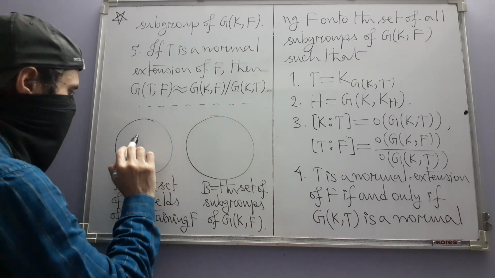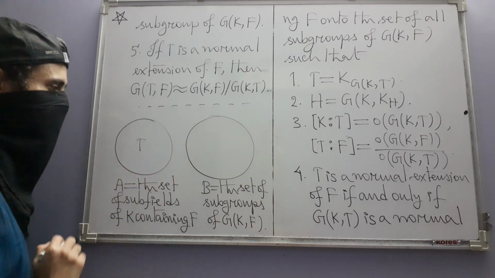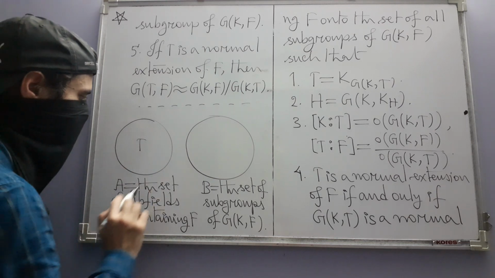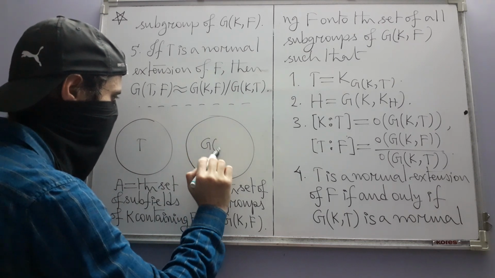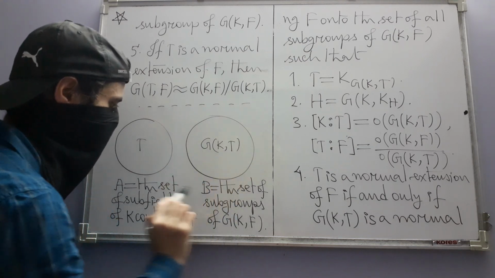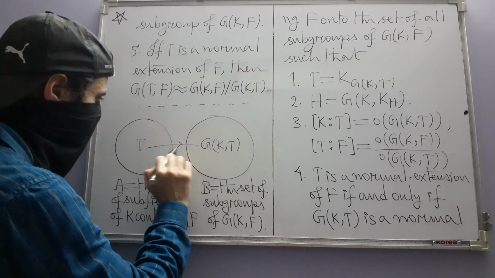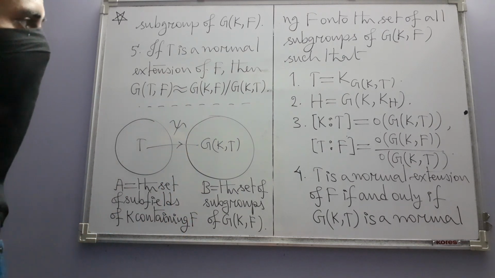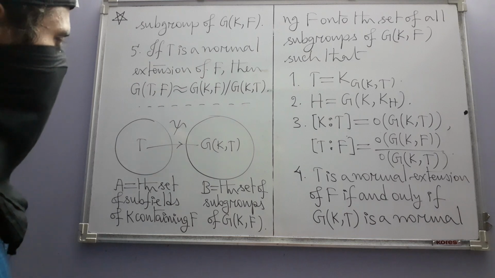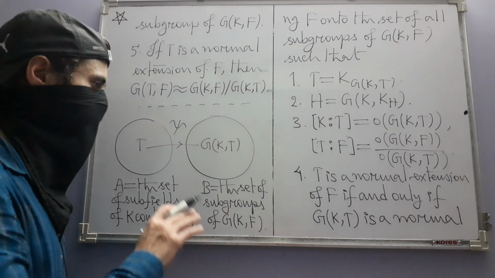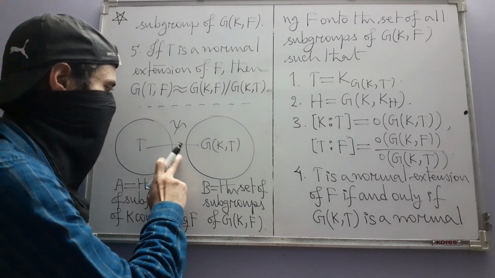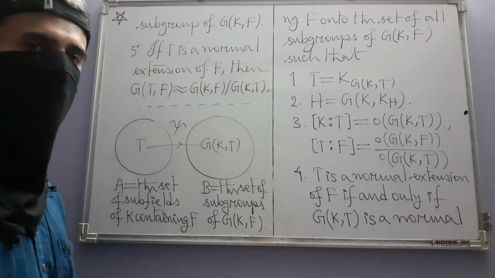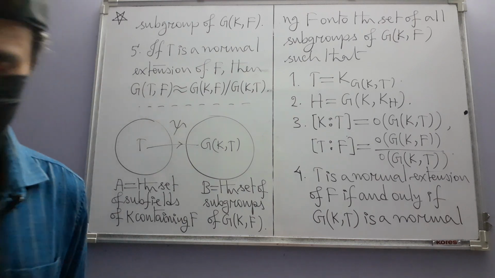And the correspondence we are talking about takes T in this set. So T is a subfield of K containing F and gives us this subgroup of the Galois group. Let us give this correspondence the name psi. So psi is a mapping, a function. We are claiming that psi is a one-to-one correspondence and these properties are true. So now let's see the proof.